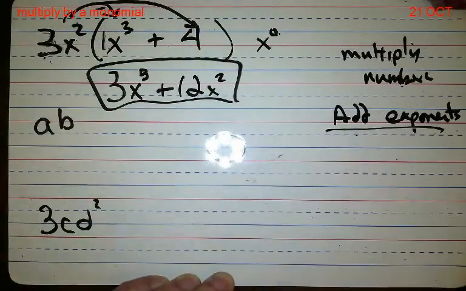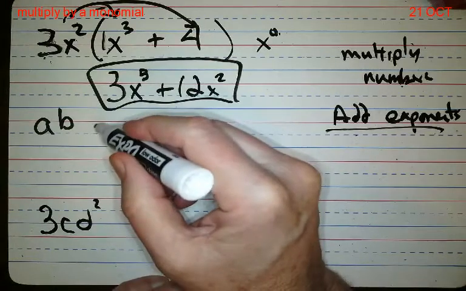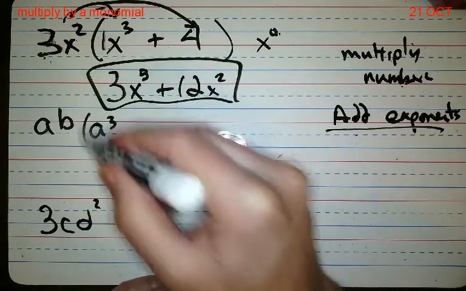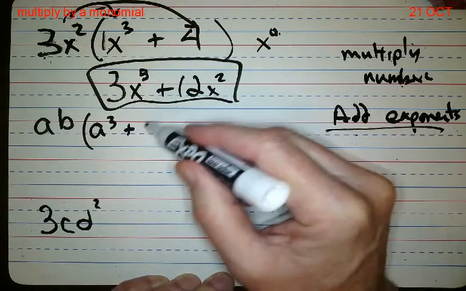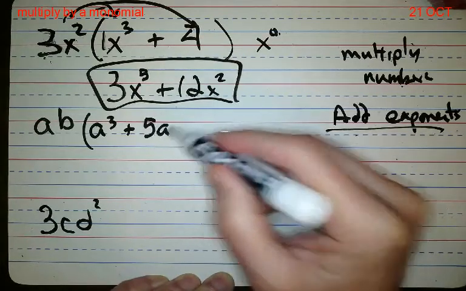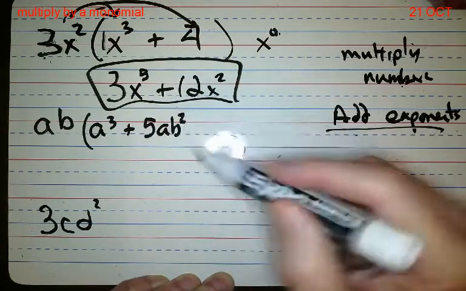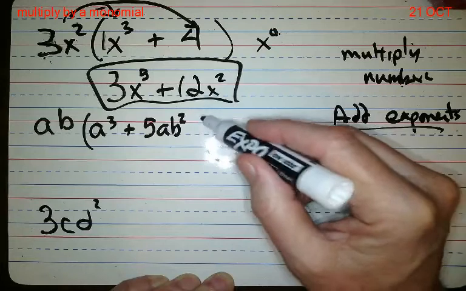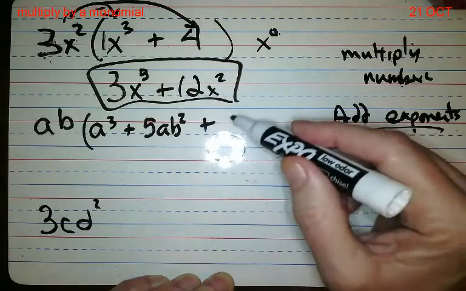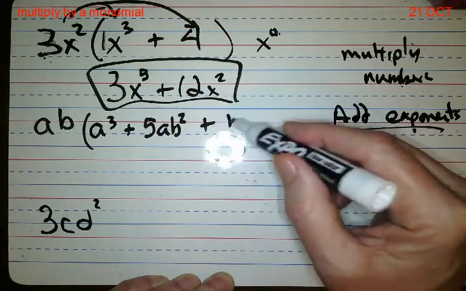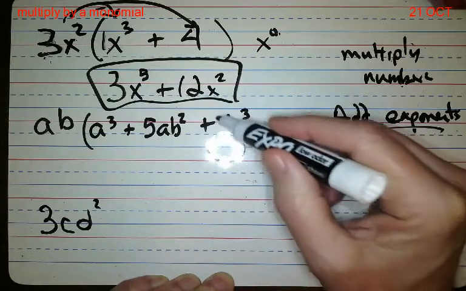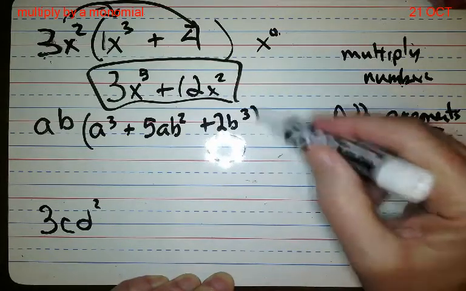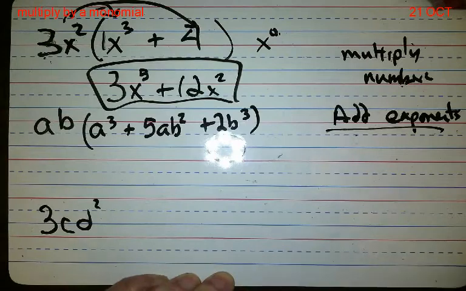Let's do it again. Let's do it with this guy. This will be a to the third plus 5ab squared plus, I'm getting close to that center part. Let's try b to the third. In fact, we'll do 2b to the third. There we go. Just for fun.